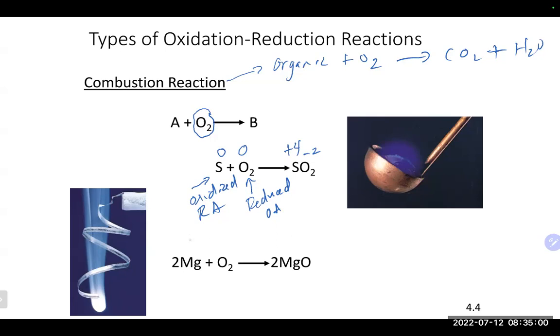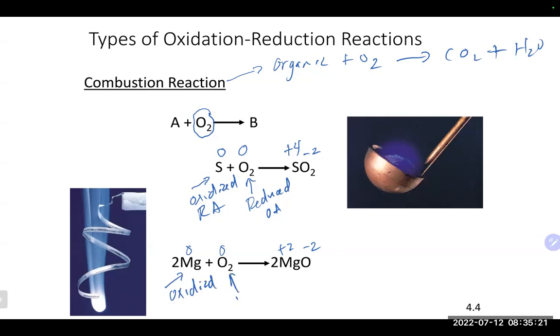Over here, our magnesium, which is 0, and our oxygen, which is 0. Over here, it makes an ionic compound where the magnesium has a +2, oxygen has a -2. So once again here, magnesium becoming more positive, which we would expect in this situation, and it is being oxidized.